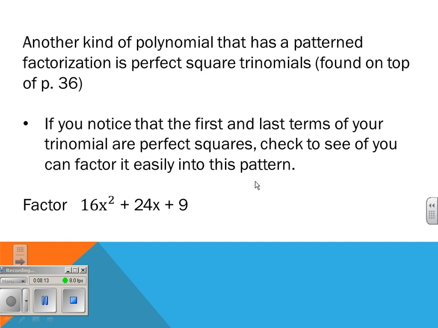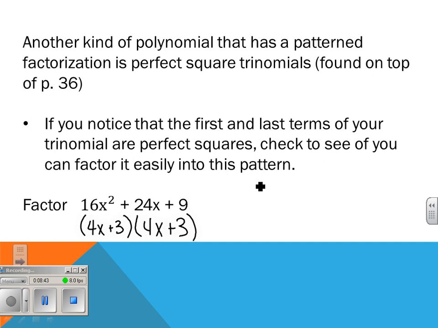The first term is 16x squared. Well, that's 4x times 4x, so that's a perfect square number. And then the last number is a 9, so that one again is a perfect square, 3 times 3. So if we were going to factor this thing, try putting a 4x plus 3 and a 4x plus 3 into the parentheses.